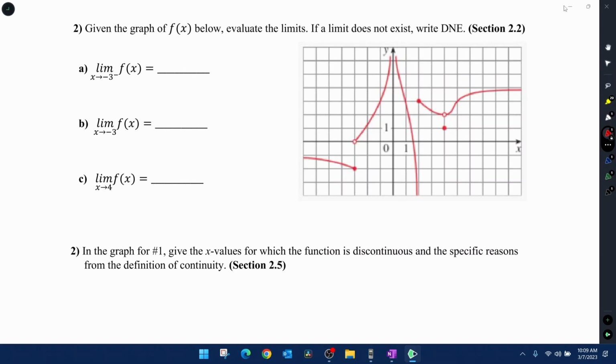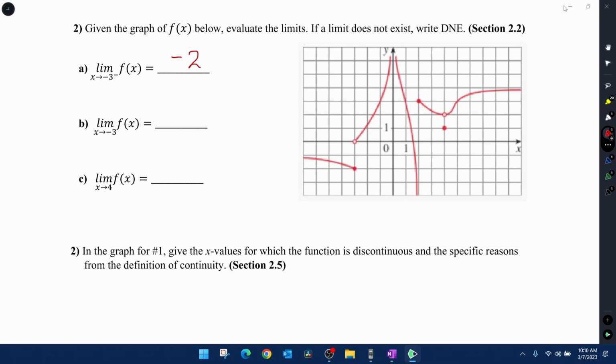Part A, we want the limit of this function as x approaches negative 3 from the left. Here's negative 3 as we approach from the left. How high is the y? It looks like we're approaching a height of negative 2. Do y'all see this is a one-sided limit?